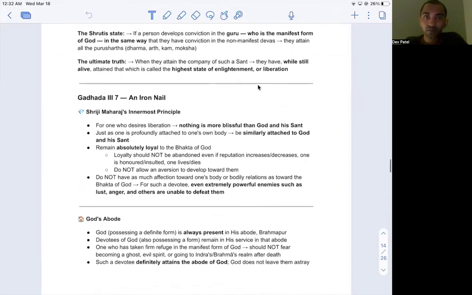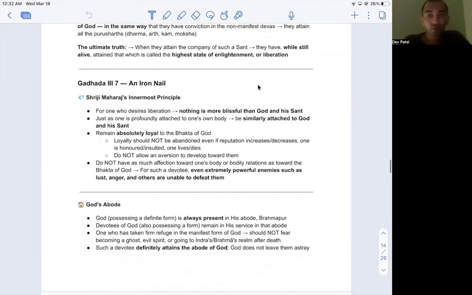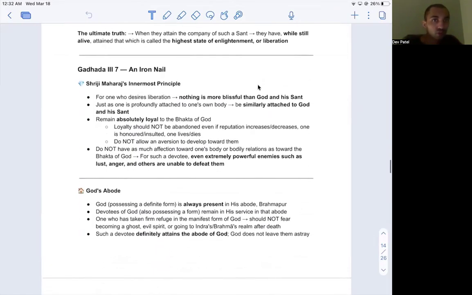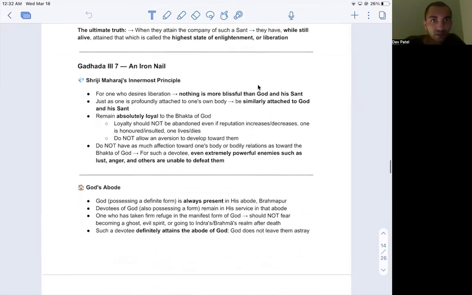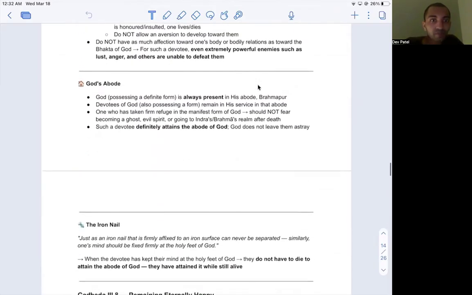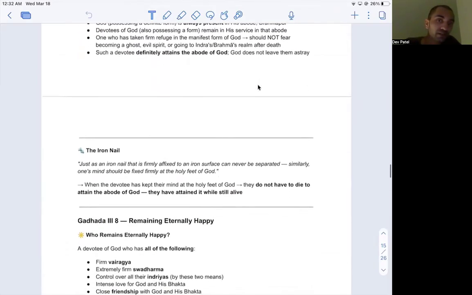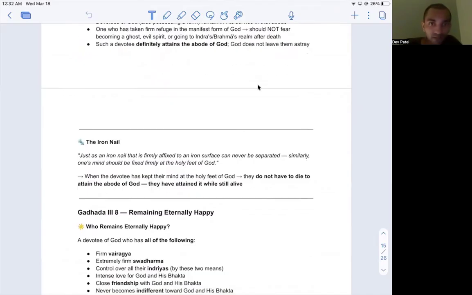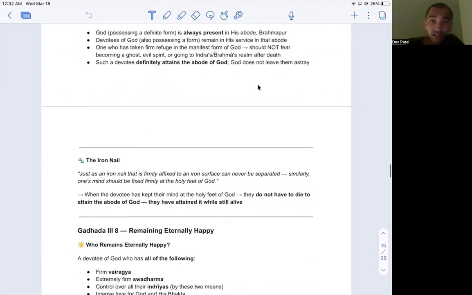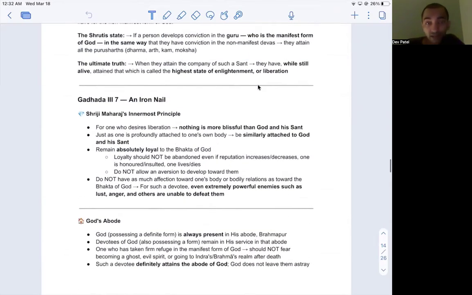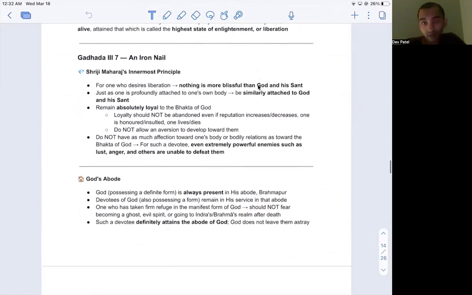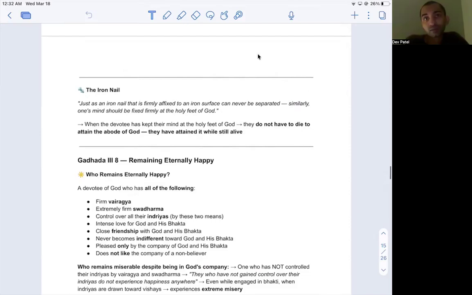Iron nail, innermost principle, nothing more blissful. Profoundly attached to one's body, similarly attached to God and so absolutely loyal. Like an iron nail firmly affixed to an iron surface can never be separated, firmly affixed to the holy feet of God, not waiting to die to attain the holy. They have attained it while being alive. So that is the iron nail, the ultimate liberation while being alive. We will stop there.